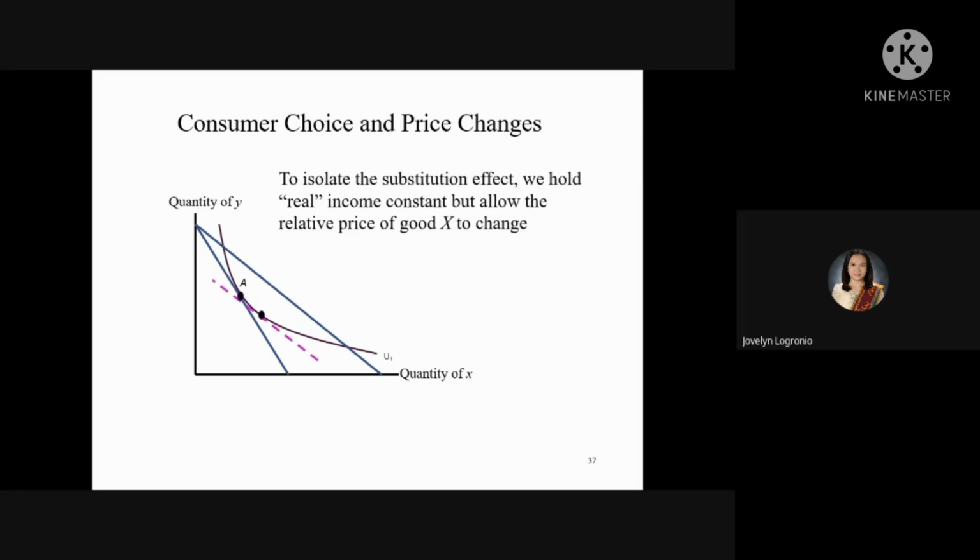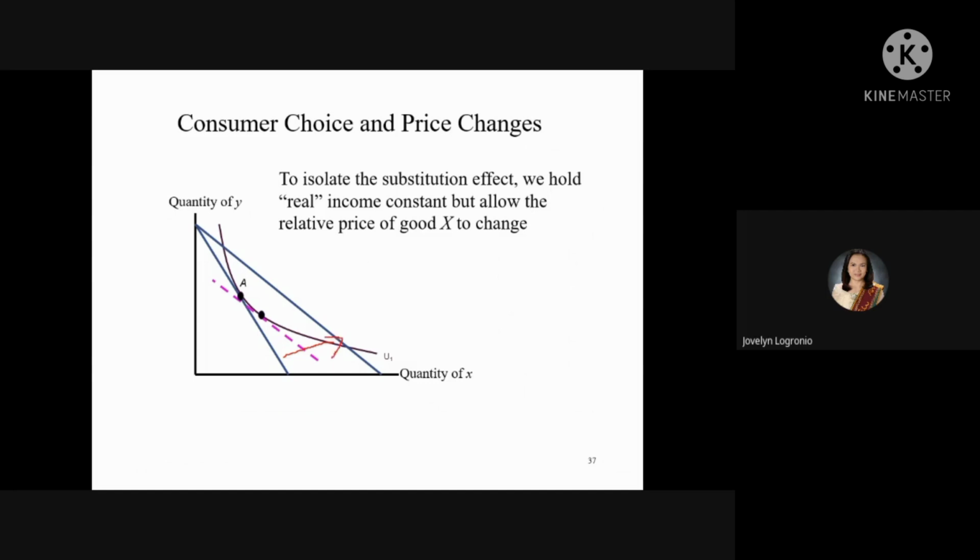So to isolate the substitution effect, we will identify it first. To isolate the substitution effect, we hold real income constant but allow the relative price of good X to change. Again, our assumption here is that the price of good X falls, so it is represented by the rotation of the budget line. As we can see, the budget line rotates to the right.